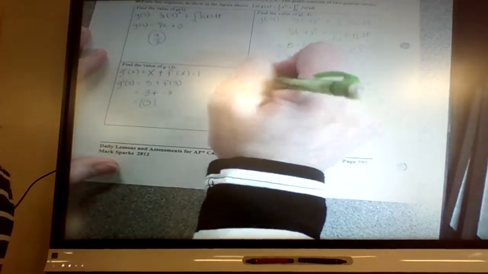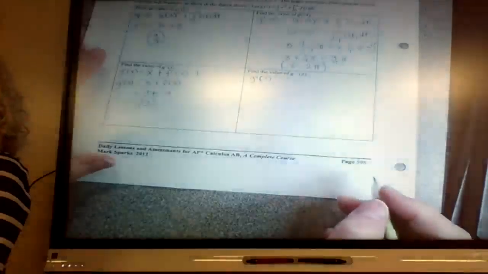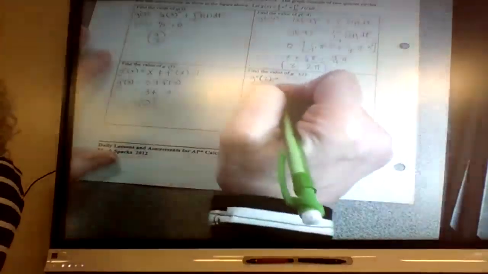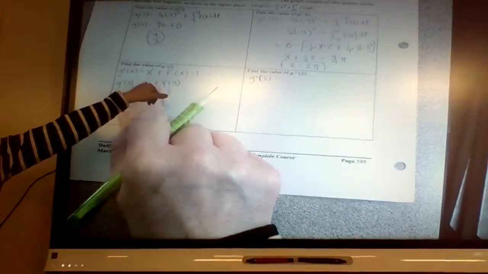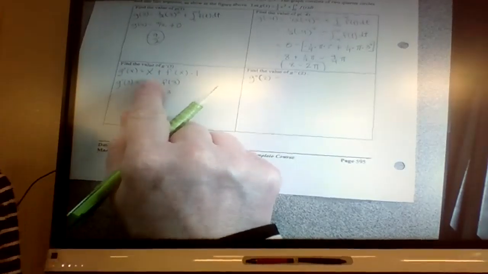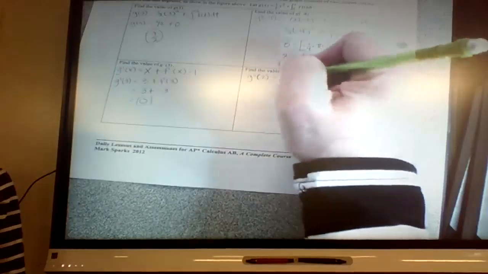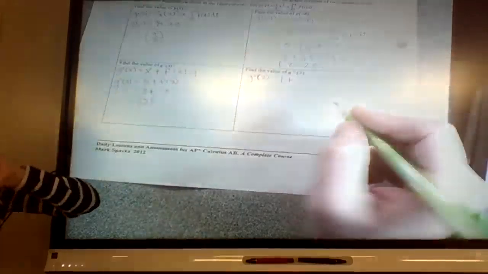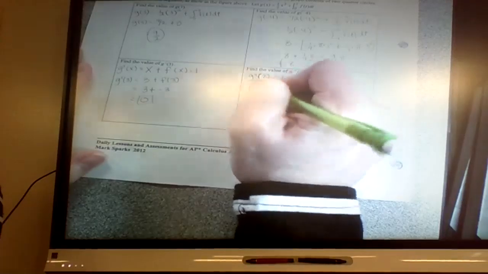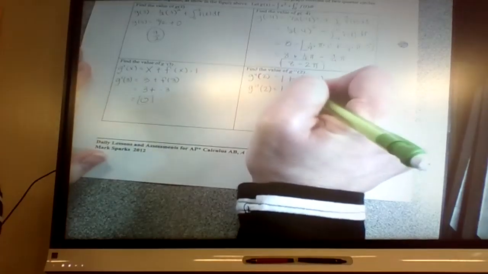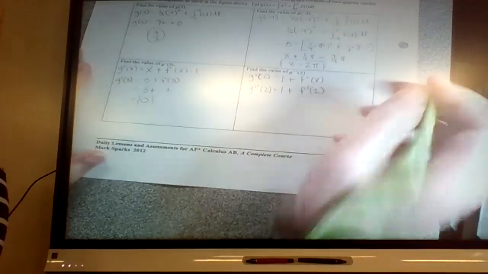Hey, look, it's g double prime of 2. All right, so let's go back to g prime. What's the derivative of x? It's 1. What's the derivative of f of x? F prime of x. So g double prime of 2 would be 1 plus f prime of 2.